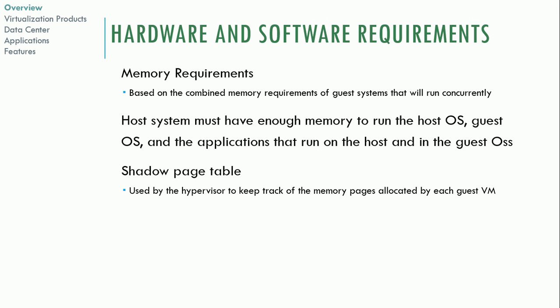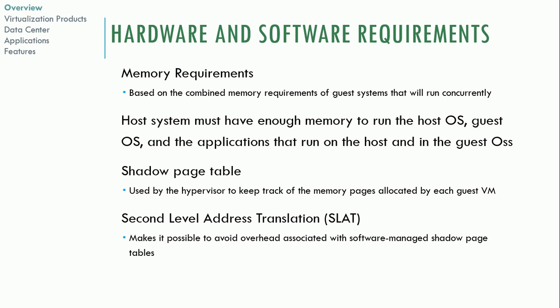The shadow page table is used by the hypervisor to keep track of the memory pages allocated by each guest. And then the second level address translation, or SLAT, makes it possible to avoid overhead associated with software managed shadow page tables, and it improves VM performance. SLAT has to be supported by your microprocessor. So the processor and the server from which you're running the VM has to support SLAT in order to realize the benefits of SLAT.